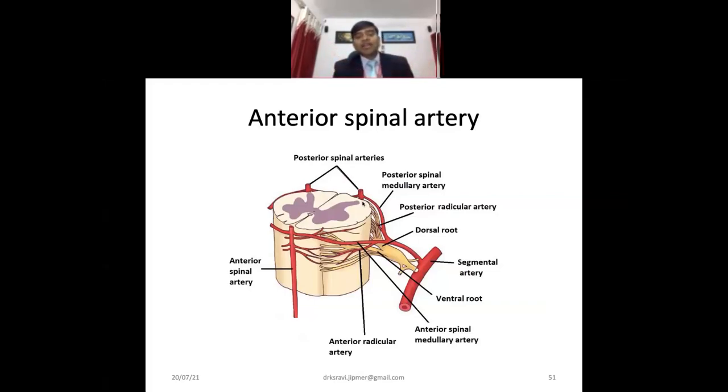It runs along the posterolateral aspect, you can make out in this diagram. It runs in the posterolateral sulcus along the line of attachment of the dorsolateral nerve, and it divides into two collateral arteries along the medial and the lateral aspect of the dorsal nerve roots. Now, what I wanted to say over here is that when you talk about the anterior spinal artery or the posterior spinal artery, the anterior two-third part will be supplied by the anterior spinal artery, whereas the posterior one-third part will be supplied by the posterior spinal artery.